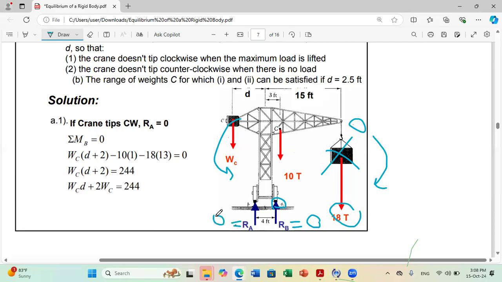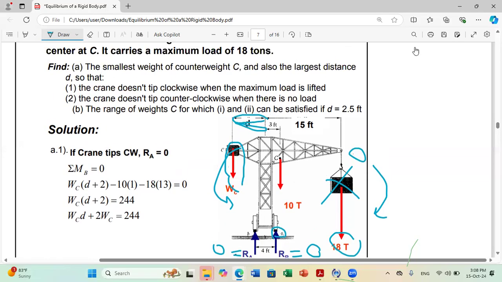That's why when I do the design, I consider what should be the minimum value of the counterweight to prevent turnover when I have a maximum load? And what should be the minimum value of D? In order to avoid tipping over in the second condition. So I need to determine two things, smallest weight and largest distance D.